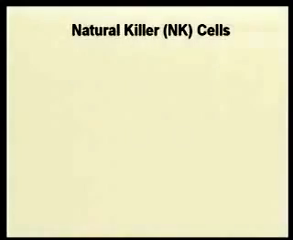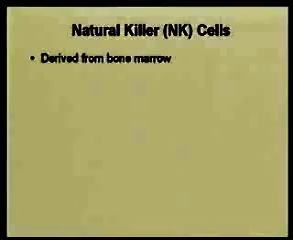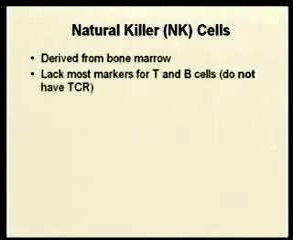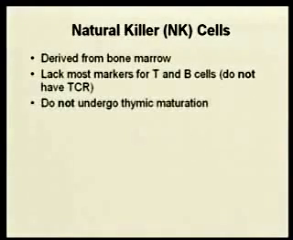Okay, so let's switch gears a little bit. There's also another cell type that's a very efficient killer cell. It's called the natural killer cell. Now, this differs from the cytotoxic T cells in a number of ways. This cell lacks most markers that distinguish it from a T cell and a B cell. It does not express, for example, CD3. It doesn't express B cell markers. It does not have a T cell receptor. It does not have to undergo thymic maturation.